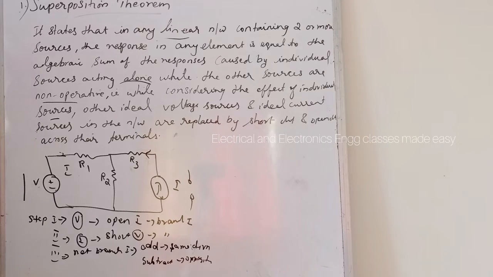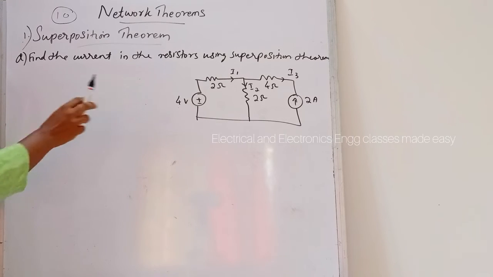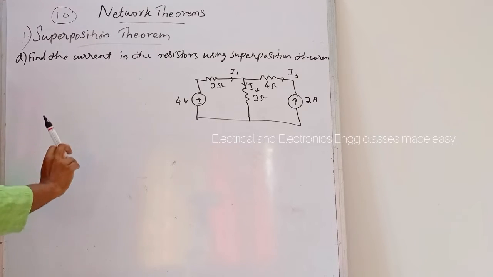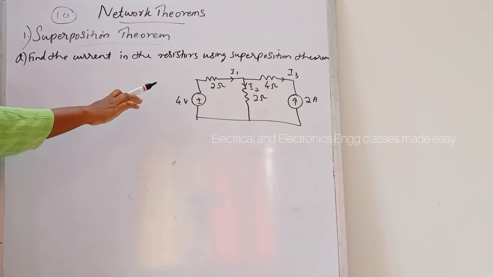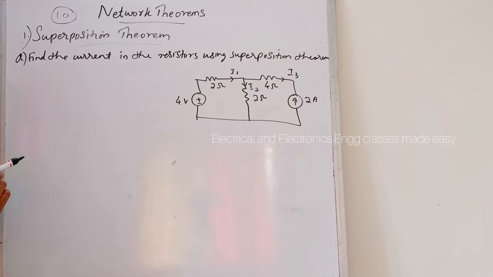Let us do an example. Find the current in the resistors using the superposition theorem. So this is the given network. Here there are two sources, one is a voltage source and the other is a current source. And the currents are I1, I2 and I3. We have to find these currents using the superposition theorem.